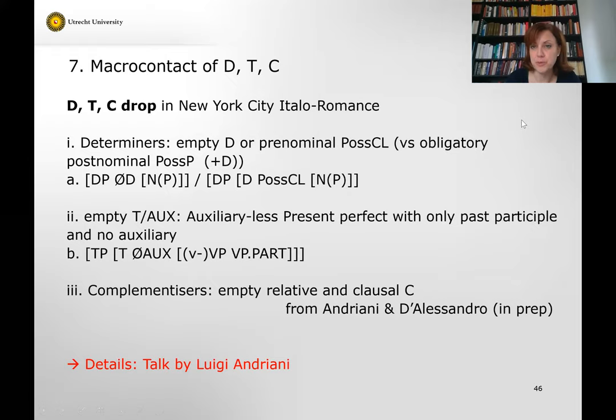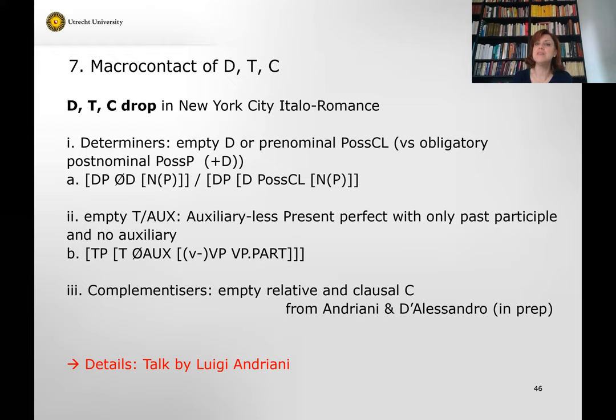And this is in agreement with what Polinsky also observed. Last, quickly, what we found about determiner, tense and C drop in New York City, so now in a macro contact situation. We didn't actually expect D and T in particular to be affected so much, but we found a lot of empty determiners, not just when English has bare plurals. We found empty determiners or the overexpression of determiners with possessives. And we found a lot of T drop, a lot of auxiliary drop, which is attested. People know this has been recorded.